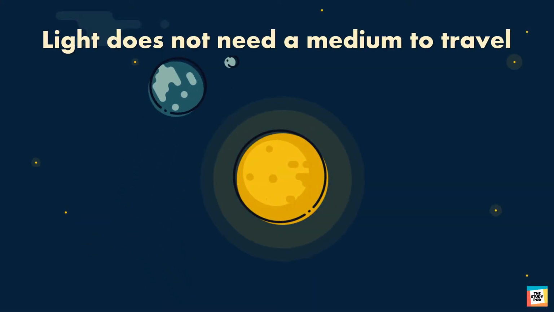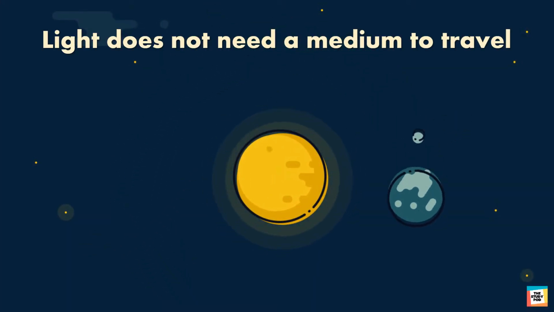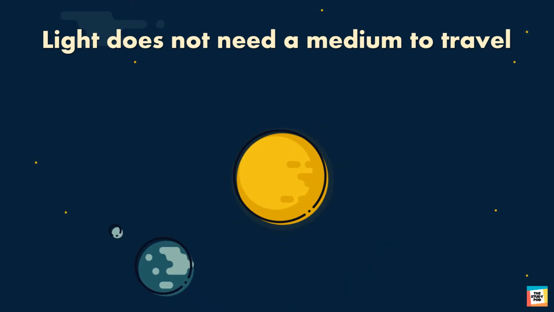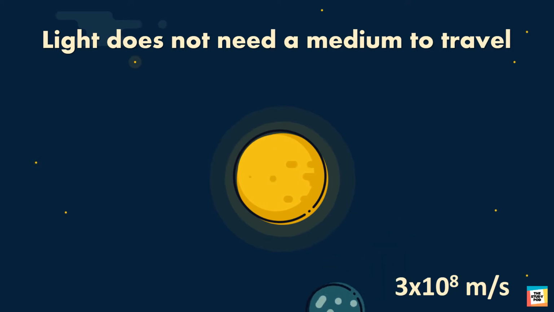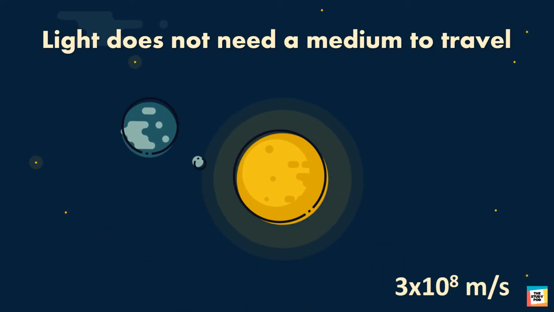Light does not need a medium to travel. It can travel in vacuum. The speed of light in a vacuum is 300 million meters per second. Light travels in different speeds in different media.